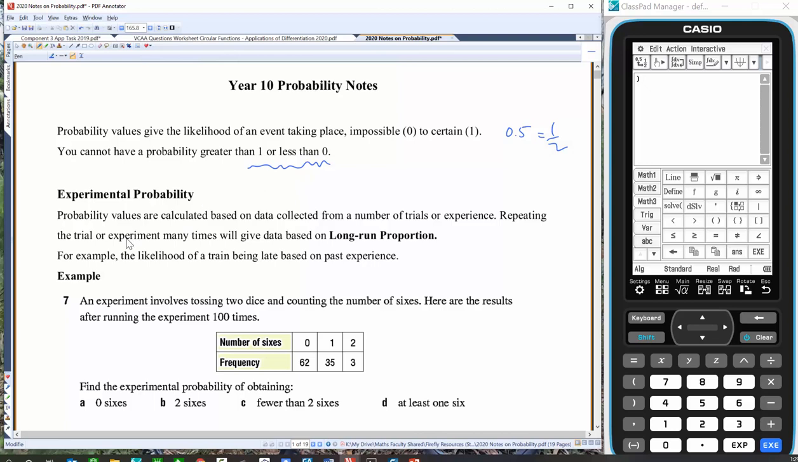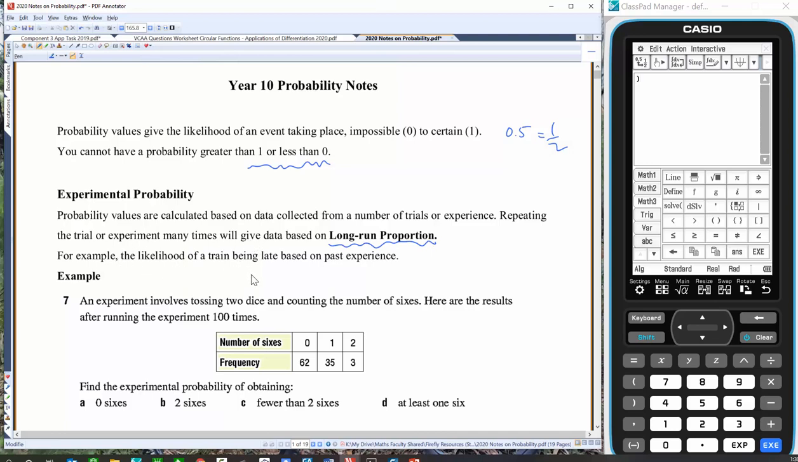Experimental probability. What we do with experimental probability, these probability values are calculated based on data collected from a number of trials or experience. And what we do is we repeat that trial or experiment many times, and that gives us what we call our long run proportion. So in the long term, this is what we expect to happen.